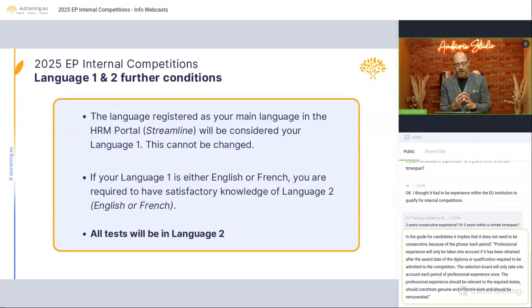So here is what I hinted at earlier, where language 1 is determined essentially by the HR portal, the Streamline one. Whatever is entered there as your main language is going to be considered your main language. This cannot be changed. So that's the limitation that you have here, whereas in other competitions, typically you can actually choose anything, no matter what you had entered back then when you entered into the service of a given EU institution. Here, the real choice is English or French, and that's essentially the choice you need to make.